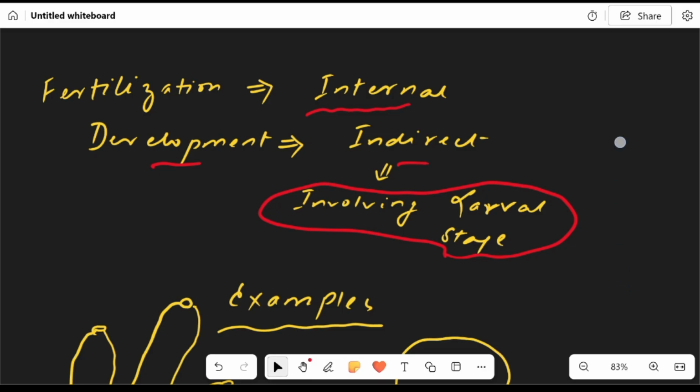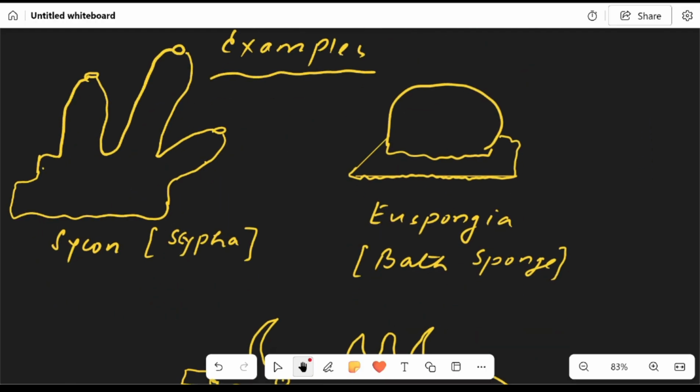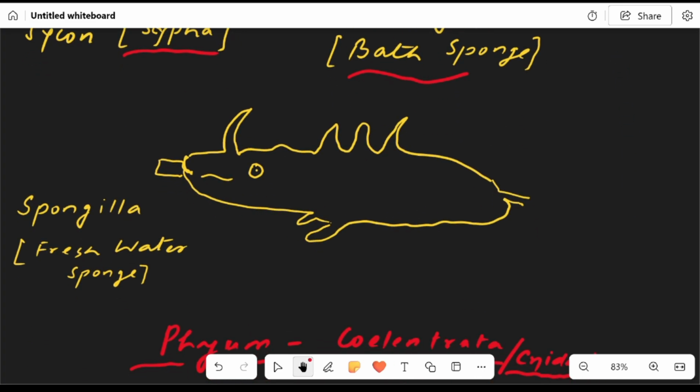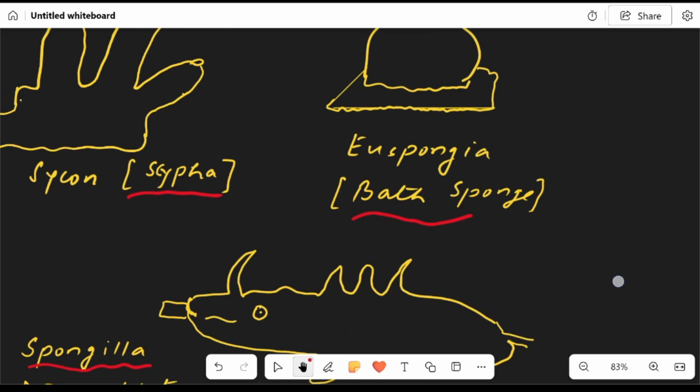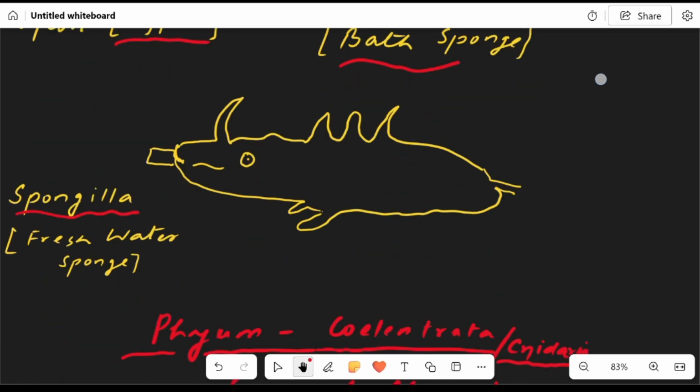So what are the examples of Porifera? Here we have Scypha, Euspongia, which is known as the bath sponge, and last but not the least, Spongilla, the freshwater sponge. So Spongilla is known as the freshwater sponge. We have the bath sponge, Euspongia, and Sycon, which is known as Scypha.